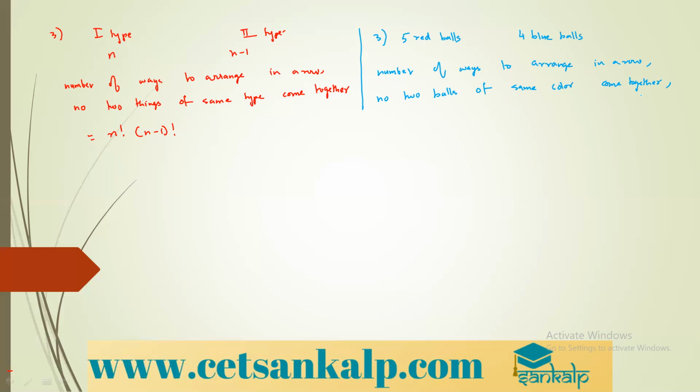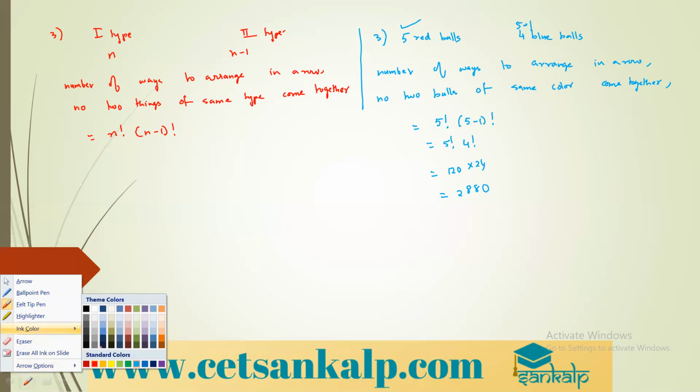That is the condition. So what do you have to do? First you have to take 5 factorial and then after that 5 minus 1, that is 4 factorial. This is 5, this is 5 minus 1. So 5 factorial into 4 factorial you have to take. That will be 120 into 24, and that is 2880 ways you can arrange.